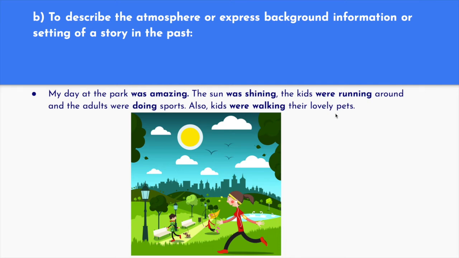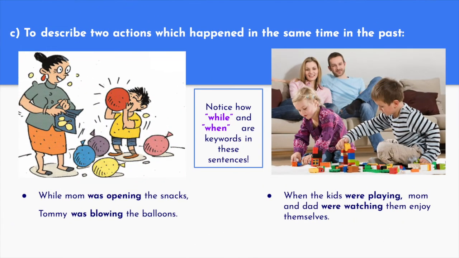This is especially useful when we want to tell a story in the past, and we want to start by describing the setting. Like in a story mountain, when we talk about the exposition, these types of sentences are highly useful to describe background information, atmosphere, or setting of the story in the past. Finally, the last use that we are learning is when we want to describe two actions that happen at the same time in the past.